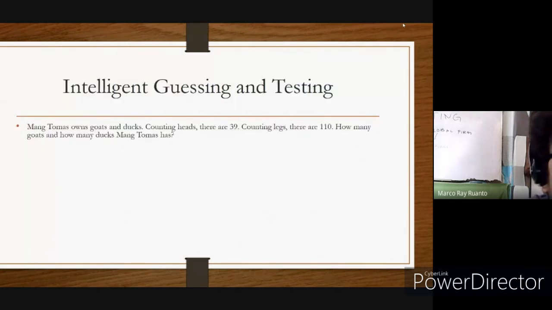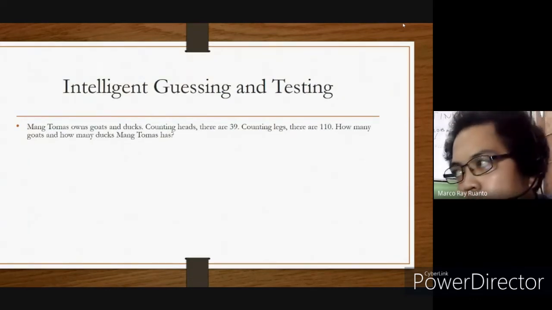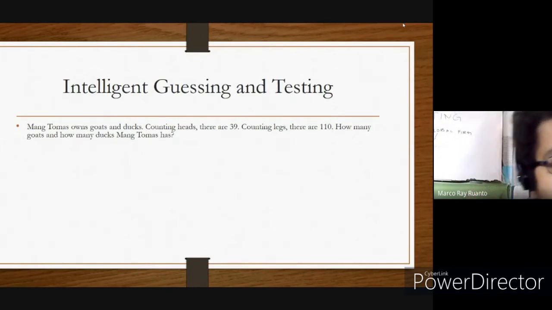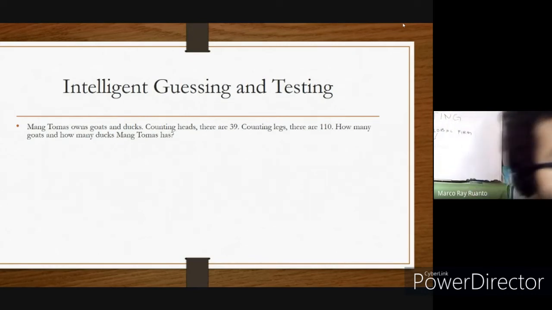Another one is using intelligent guessing and testing. In other terms, you call it trial and error, or some will call it guess and check. Let us try to apply this strategy in solving this given problem. Mang Tomas owns goats and ducks. Counting heads, there are 39. Counting legs, there are 110. How many goats and how many ducks does Mang Tomas have?